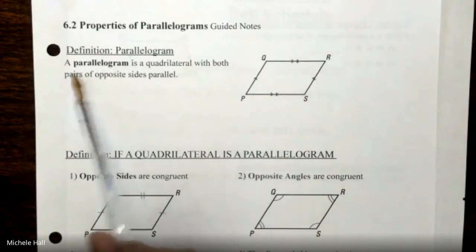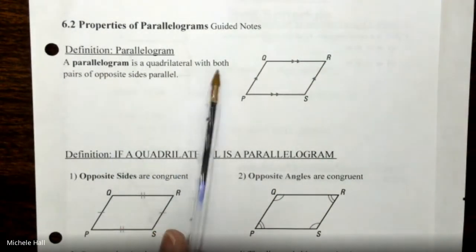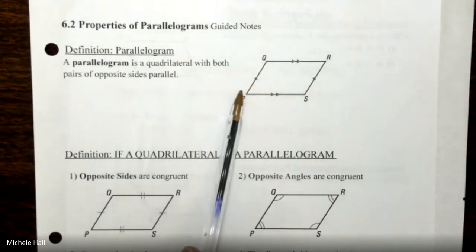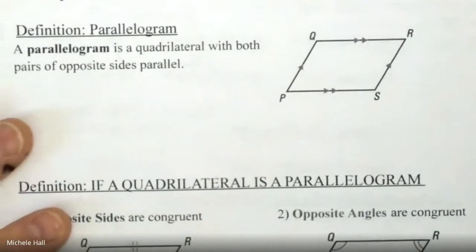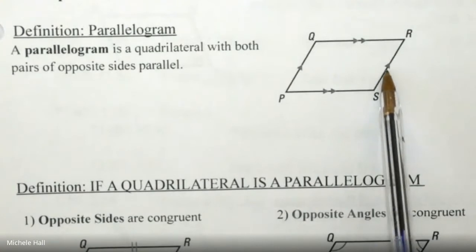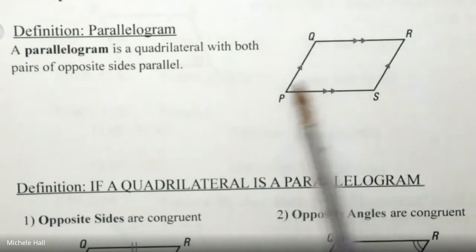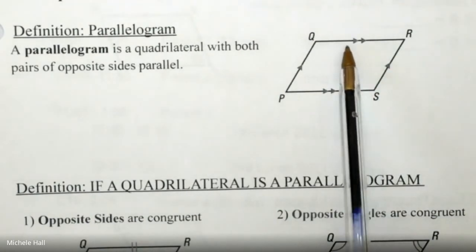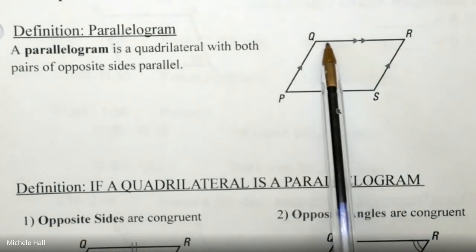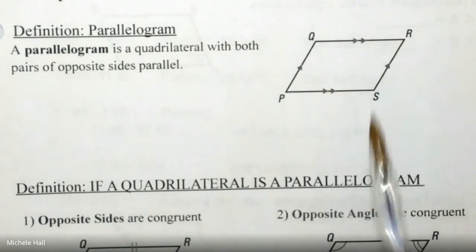All right. A parallelogram is a quadrilateral with both pairs of opposite sides parallel. Make sure you're paying attention to those arrows. Those arrows here, I have one set of arrows telling me that QP is parallel to RS. And then when I look on the other side, I have 2 markings. So that tells me that QR is parallel to PS. 2 sets of parallel lines.